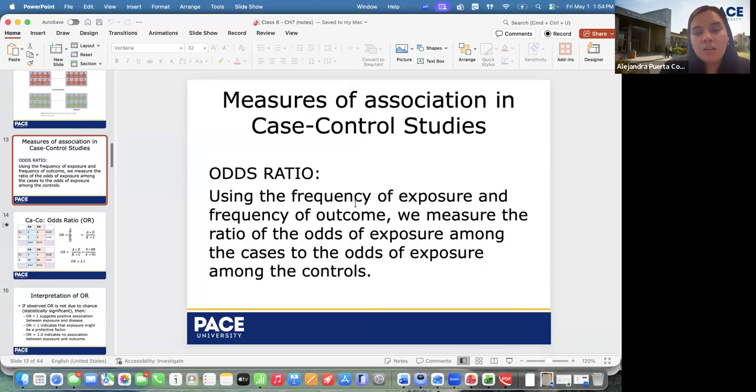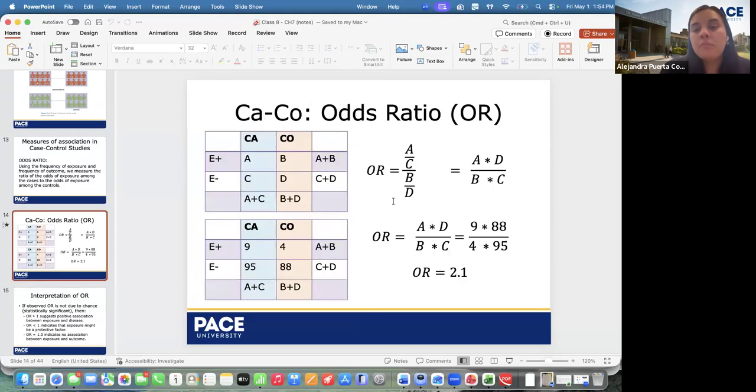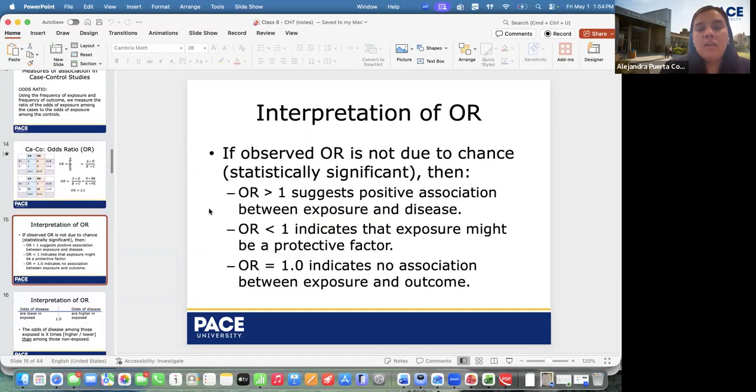And what do you calculate? The odds ratio, right? So this is what is going to give us an indirect estimate of the risk. And then it would be the odds in the cases divided by the odds in the controls. And when you do your math, you end up with A times D over B times C. So odds ratio, this is the formula, A times D over B times C. If you have an odds ratio larger than 1, you have a positive association between the exposure and the disease, less than 1, a protective factor.